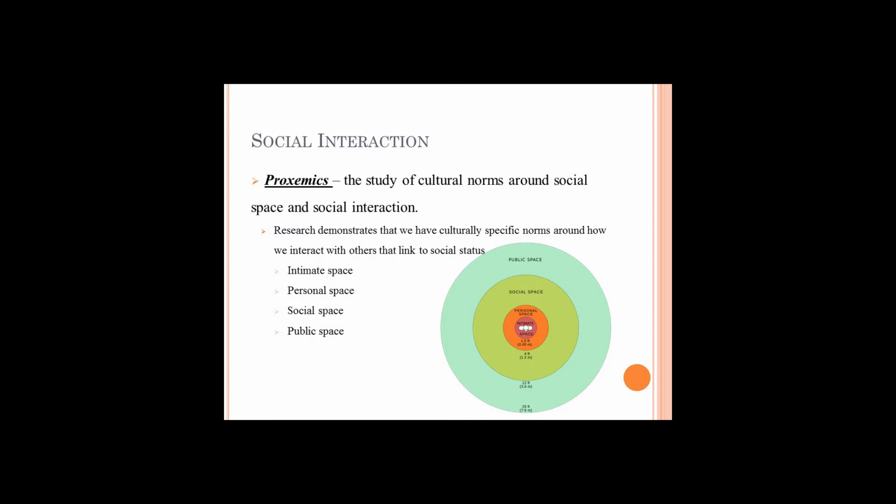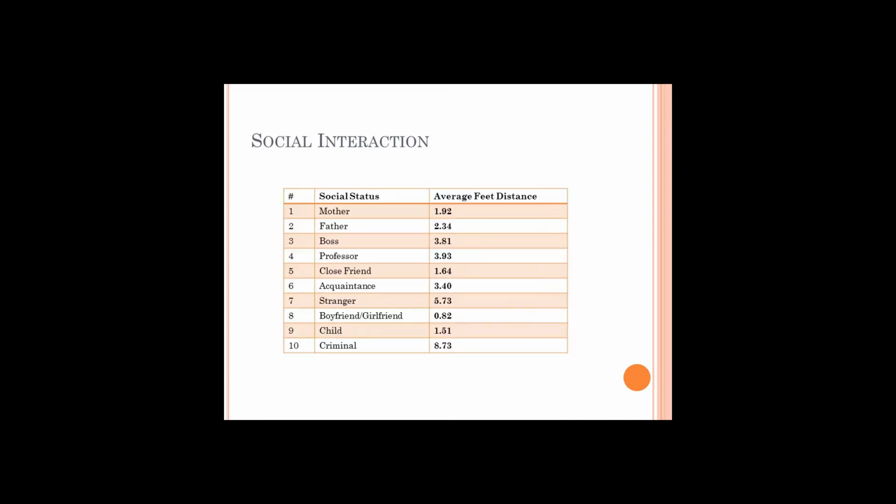So whether we allow people into our personal space, our social space, our public space, or our intimate space is most often determined by who they are in relation to us. And who they are in relation to us is determined by social structure. Who they are in relation to society.